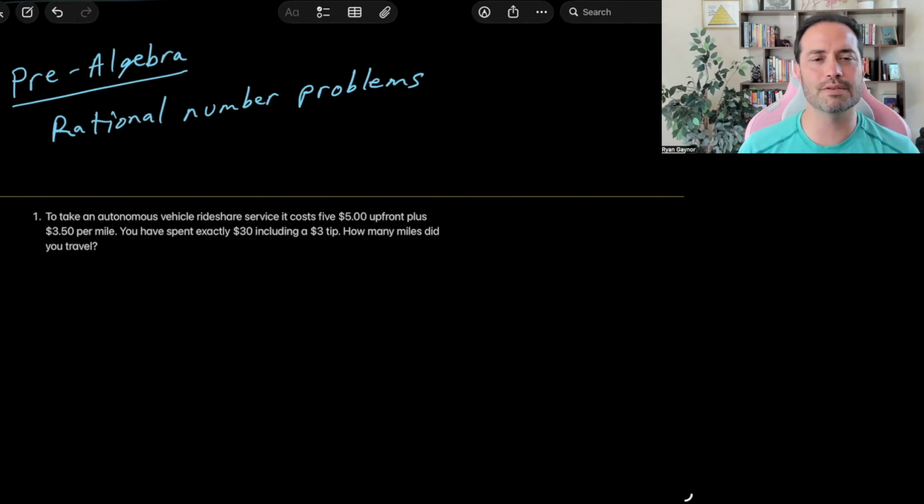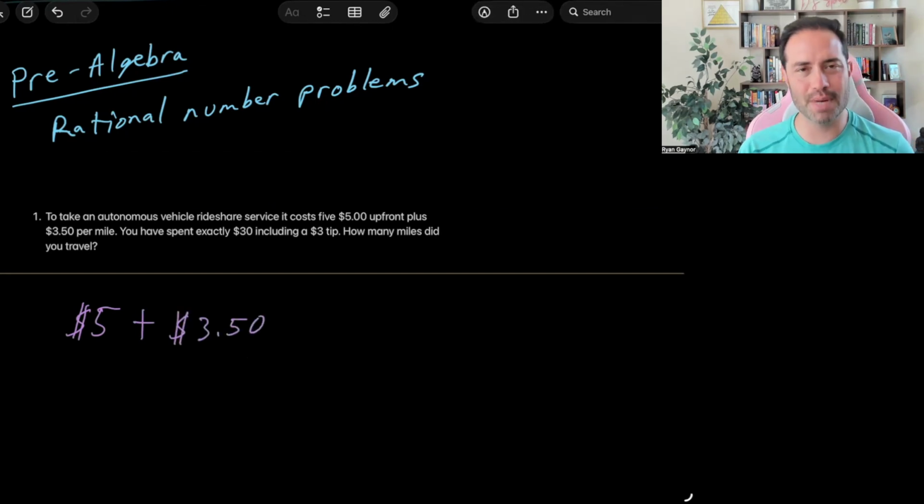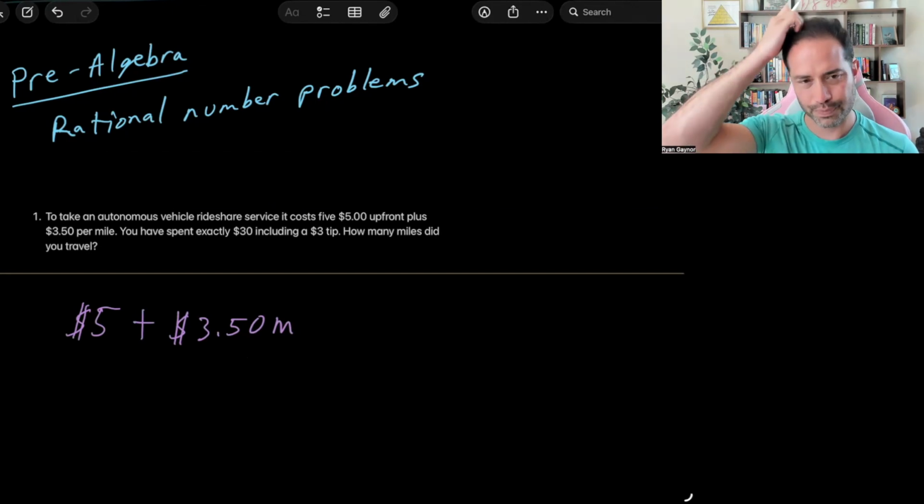To take an autonomous vehicle rideshare service, it costs $5 up front. So I'm going to write that down, $5. Then it says plus, so I'm going to write a plus. $3.50 per mile means I have to multiply by the miles. So let's just call that M. So per mile, so times M. If you write a letter next to a number, that means multiplication.